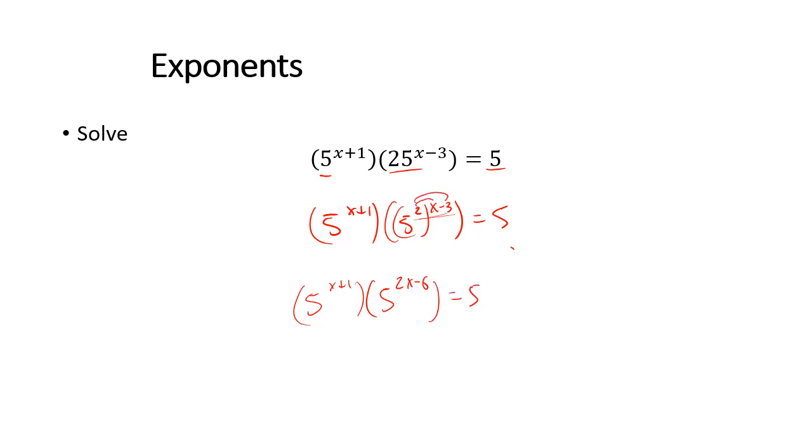That equals 5. So now we have same bases, we're multiplying same bases together, we just add the exponents, so it'd be 5 to the x plus 1 plus 2x minus 6 equals 5 to the first, right? And then that would be 5 to the 3x minus 5 equals 5 to the first. So that means 3x minus 5 equals 1, right? 3x minus 5 equals 1. 3x equals 6, so x equals 2.